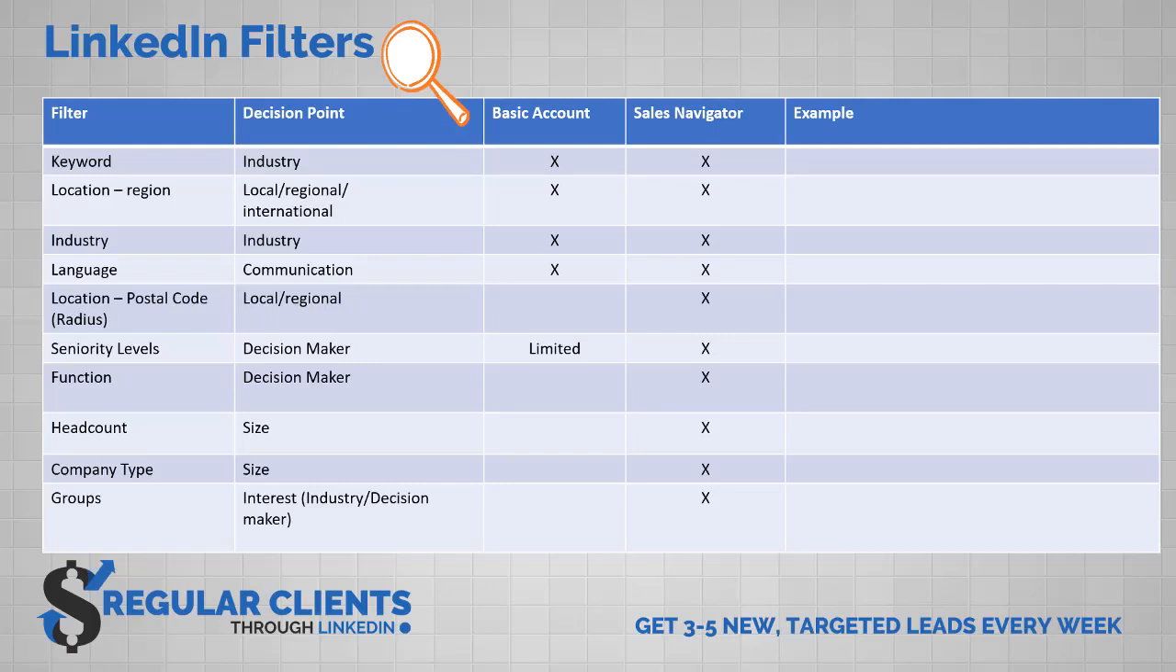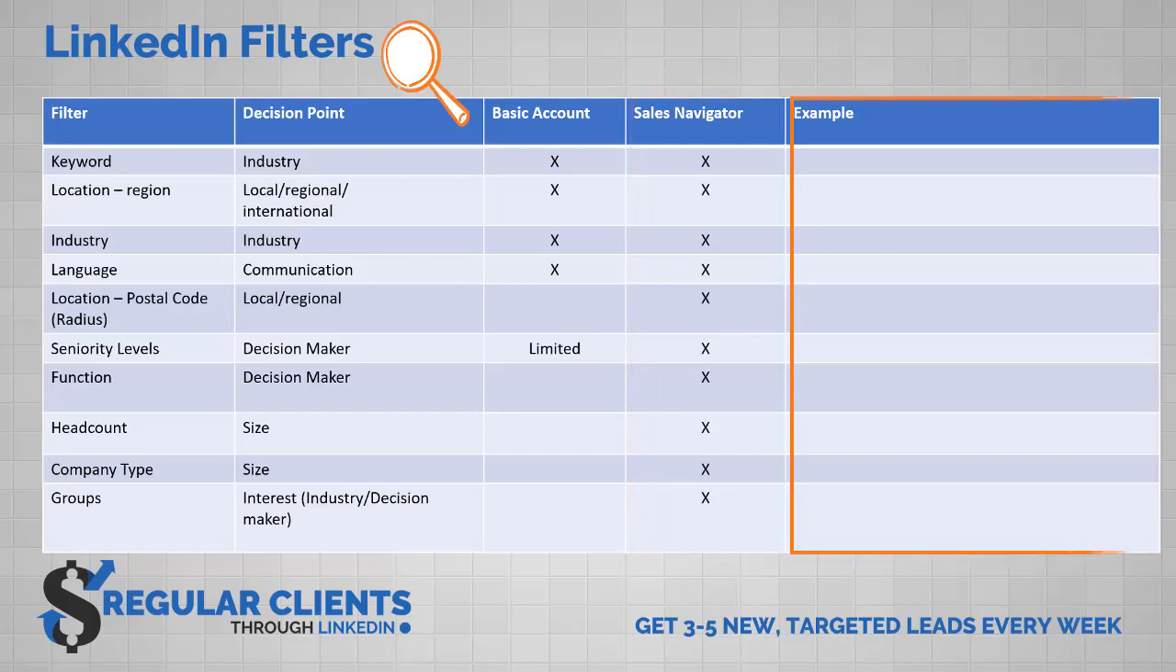So let me quickly run you through the 5 columns that you see on this little worksheet that I've created for you. The first column shows you the most important of the 23 filters that are available to you. The second column shows you the decision point that you can unlock by using the corresponding filter. Column 3 shows you the filters that are available to you when you use the basic or the free LinkedIn account. Obviously, it's a little bit more limited. And then column 4 will show you the filters that are available to you when you use the paid option called Sales Navigator, which, as I've said to you before, is the very best option for you if you're focusing on getting leads on LinkedIn.